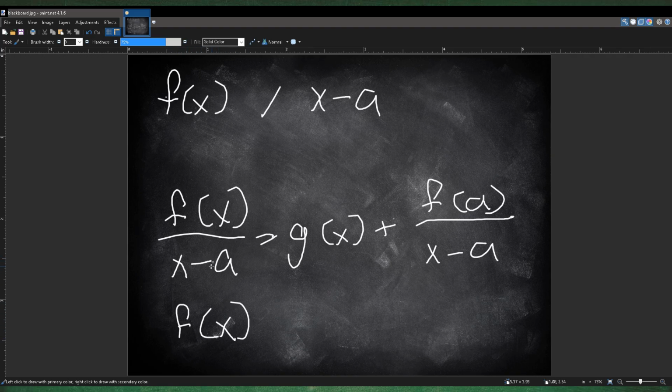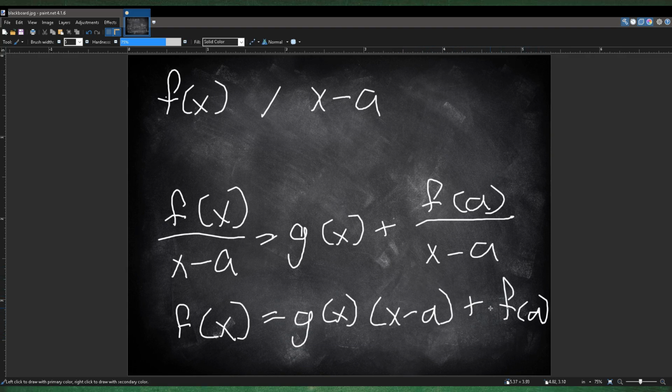Let's just say we multiply x minus a on both sides. And that means you get g of x times x minus a plus f of a. So this thing will be the same thing as this. And that's the general method. So this will be considered the quotient. This is the quotient.